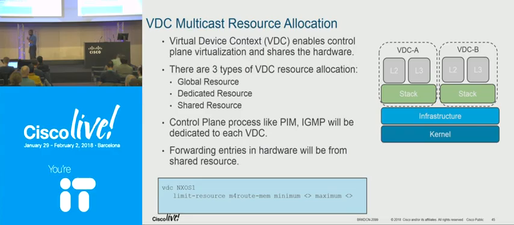VDC, I would say there is not much consideration required from the Nexus OS multicast components. Just like any other control plane protocols, the multicast control plane instances like PIM and IGMP are completely dedicated to each of the VDC instances. And just like any other features, the forwarding uses the same infrastructure. So anything goofed up on the infrastructure might affect multicast as well. But otherwise, there's no other special consideration for multicast components.